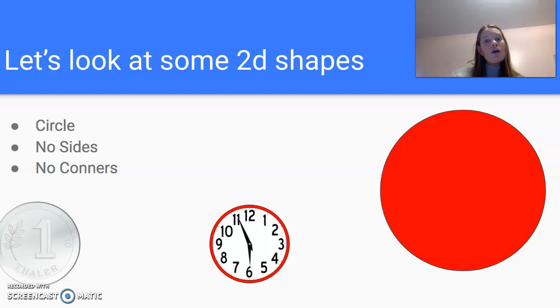So this is a circle, and a circle doesn't have sides or corners, so that means it's going to be two-dimensional. Some examples of this will be a coin or a clock. Can you guys think of any other two-dimensional shapes that look like circles? Once you think of one, say it out loud. That's right, good job.